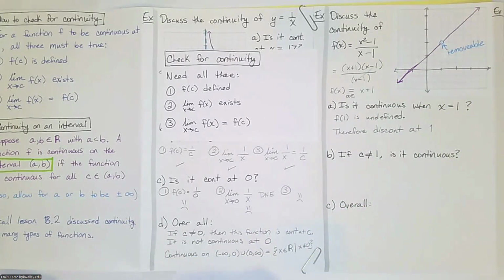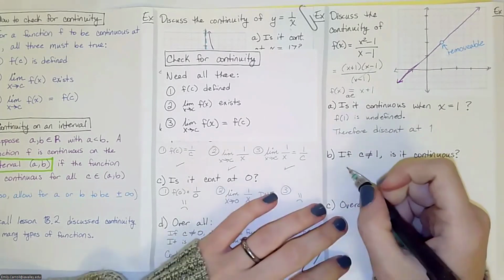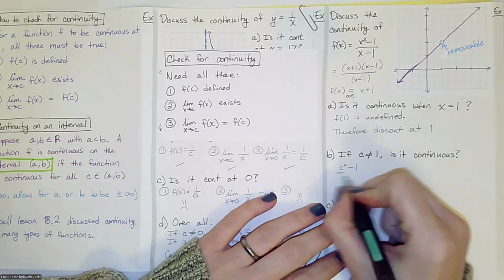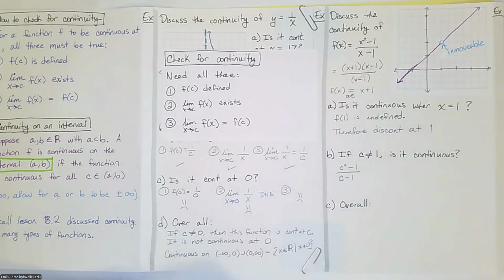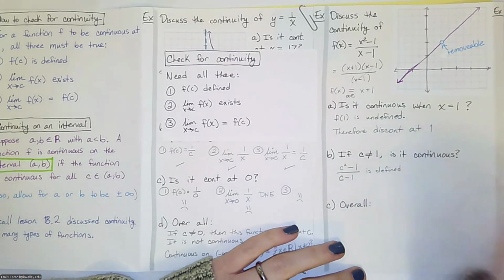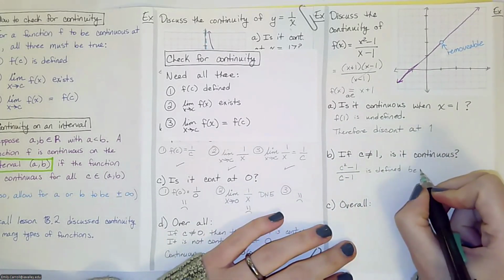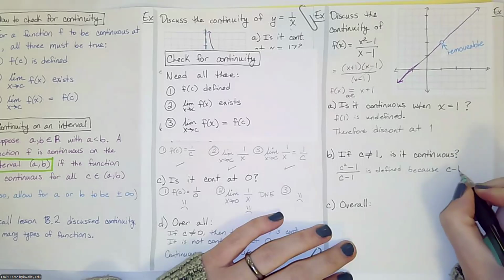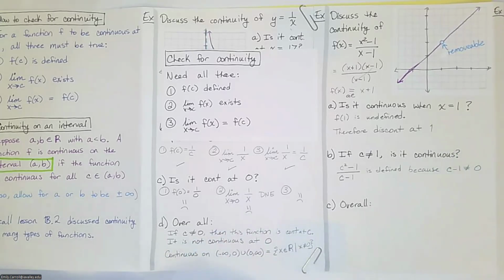If c is not equal to 1, is it continuous? If c is not equal to 1, then (c squared minus 1) over (c minus 1) is defined. Because if c is not equal to 1, then c minus 1 can't be 0. Okay, c minus 1 is 0 if and only if c is 1.